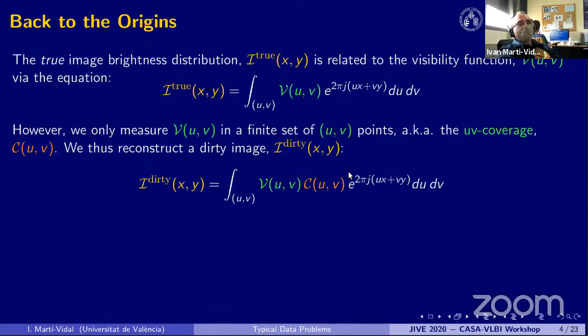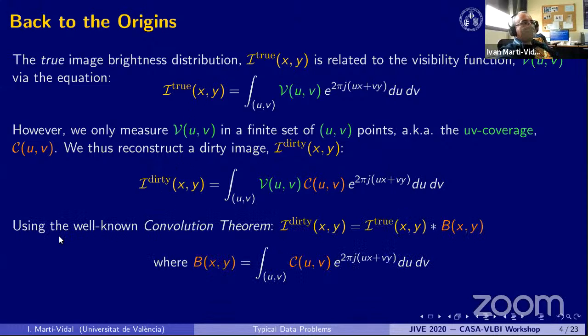This is the UV coverage, a binary function. It's 0 wherever we don't have a baseline observing, and 1 wherever we do have a baseline observing. This binary function multiplies the visibility function. If we Fourier transform this, we get what we call the dirty image, which is related to the true image via the very famous convolution theorem. This ensures that the true image and the dirty image are related by a convolution with what we call the dirty beam.